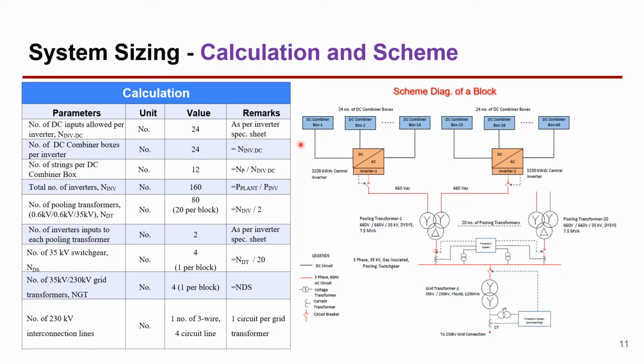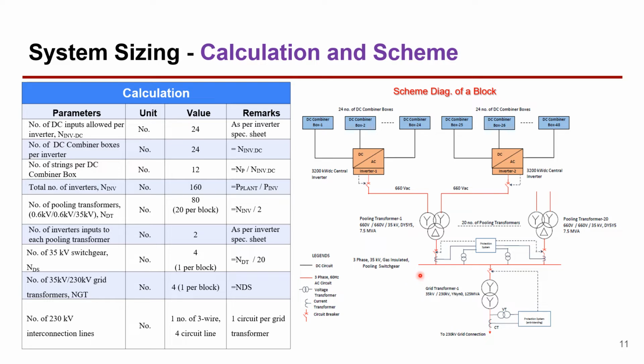As shown on the previous slide, an individual DC combiner box will take input from 12 PV module strings. Now, as per ABB's data sheet, the inverter can take only 24 DC inputs. So we have connected 24 DC combiner boxes to each inverter, and then 2 such inverters will feed power to one pooling transformer. This is a 3-winding transformer which will step up power from 660 volt AC to 35 kV. Such 20 pooling transformers will have to be connected to 135 kV GIS.